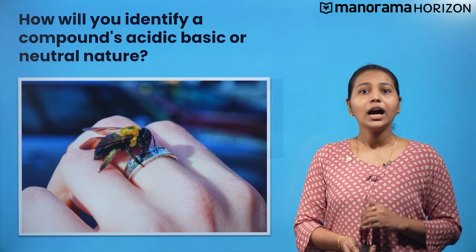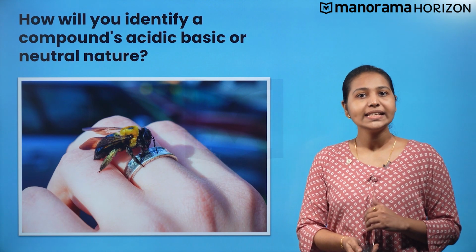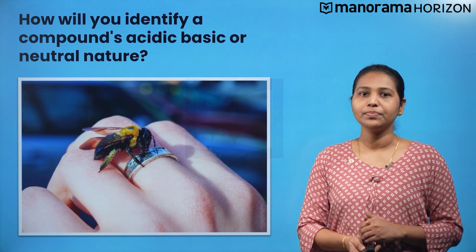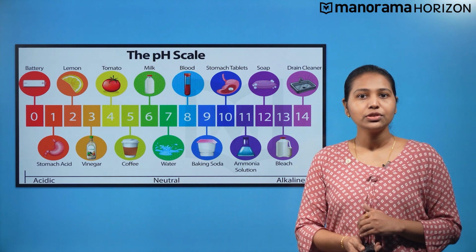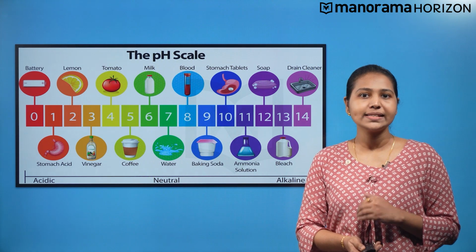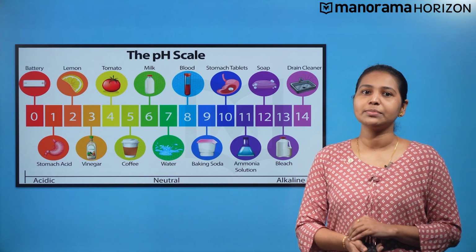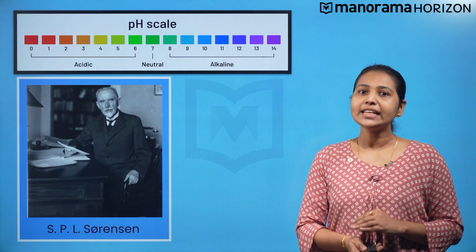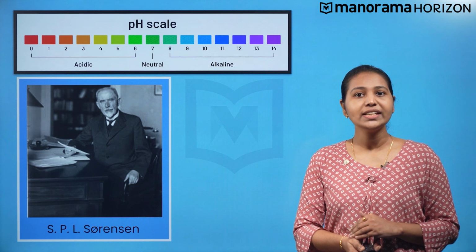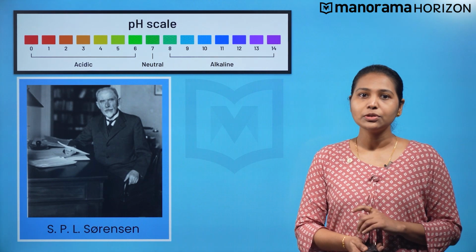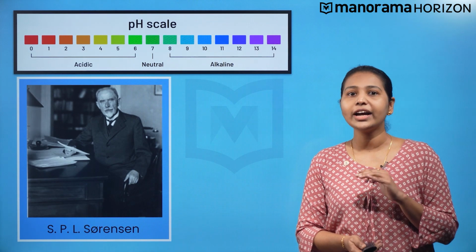Now my question is, how will you identify a compound's acidic, basic or neutral nature? In this video, I would like to introduce you to a scale called the pH scale. It helps you to differentiate between acidic, basic and neutral substances. The pH scale was introduced by S.P.L. Sorensen. The scale differentiates acidic, basic and neutral solutions based on the concentration of hydrogen ions.